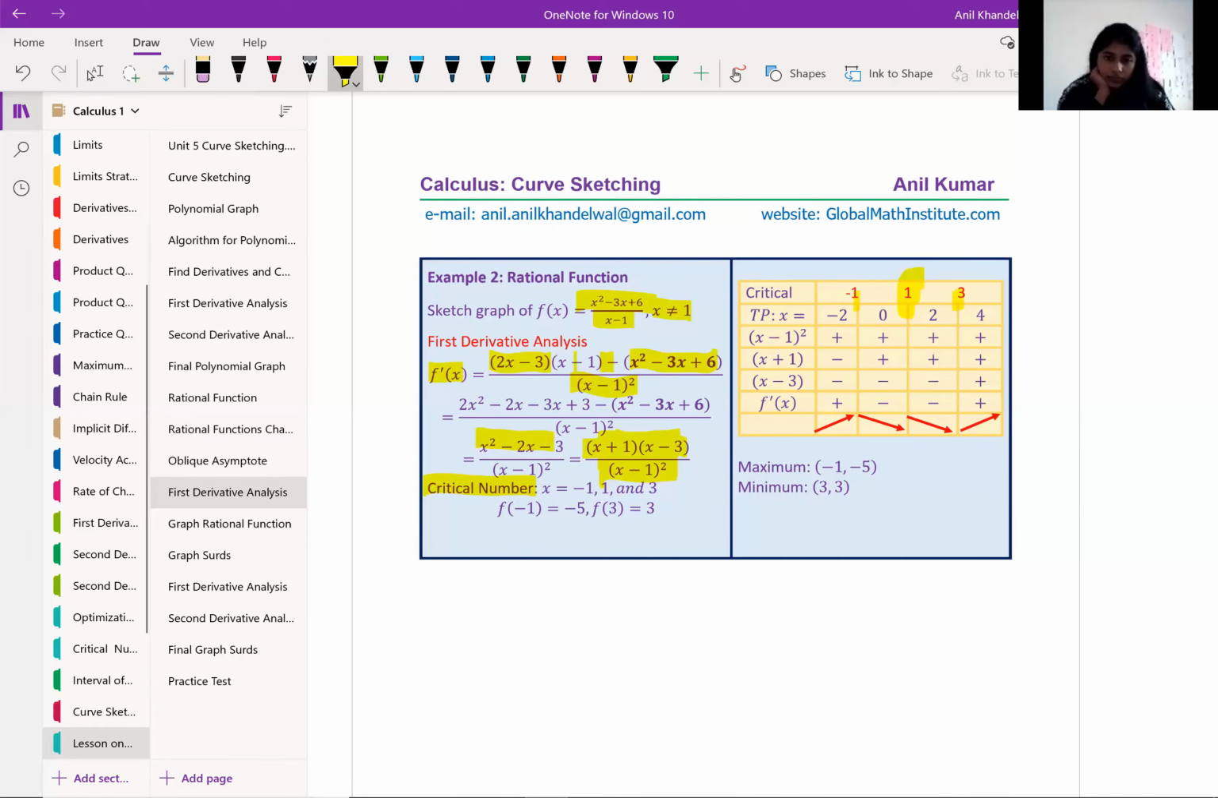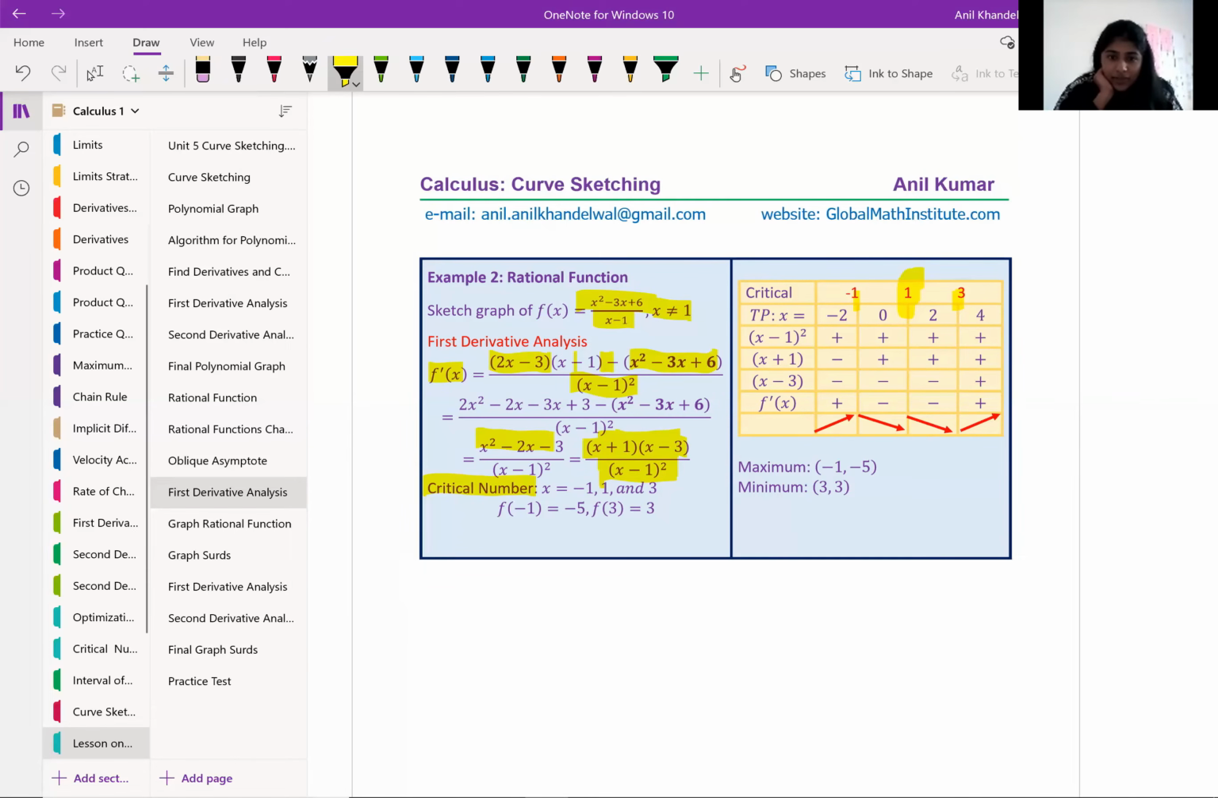And now we'll again utilize the technique of our table to analyze in which region the function first derivative or the gradient is positive and negative. So Amy, can you explain me this particular table of analyzing the first derivative, please? Yeah. So we place the critical numbers at the top. So -1, 1, and 3. Then you choose test points like before.